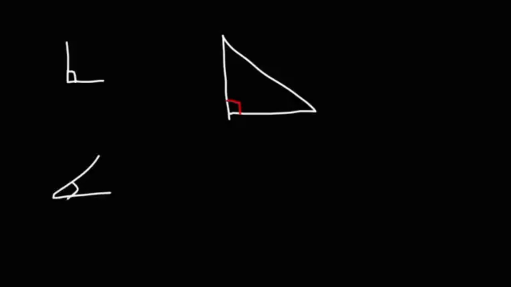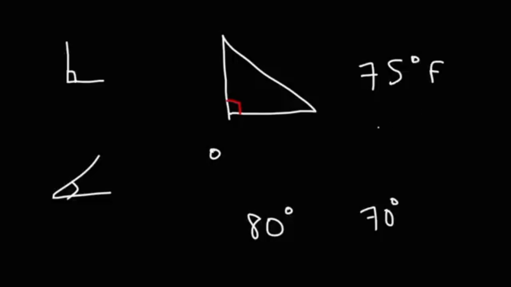This means the angle is acute, or it's less than 90 degrees. And this symbol means degrees. So if you see 80 with this, that means 80 degrees, or 70 degrees. Sometimes you may see that with reference to temperature. It's 75 degrees Fahrenheit or 64 degrees Celsius.